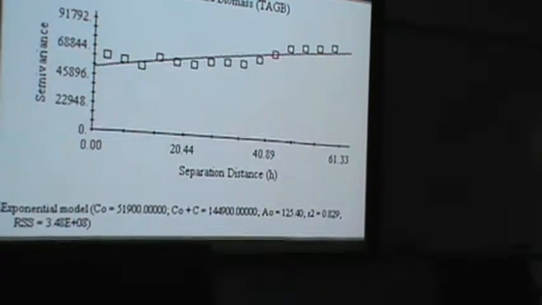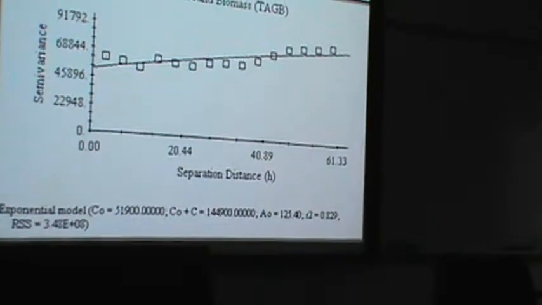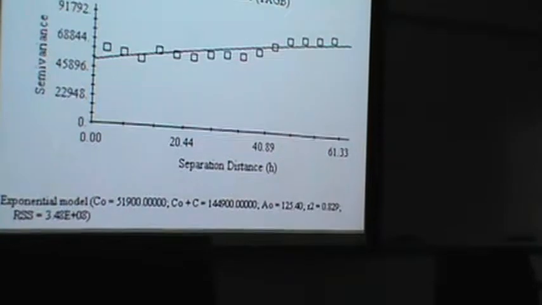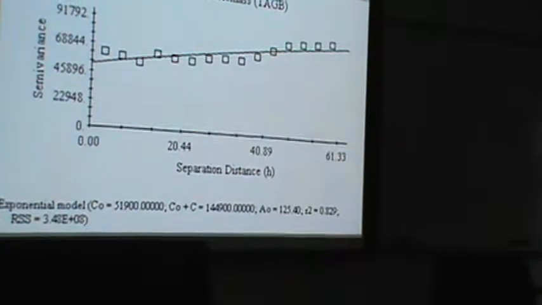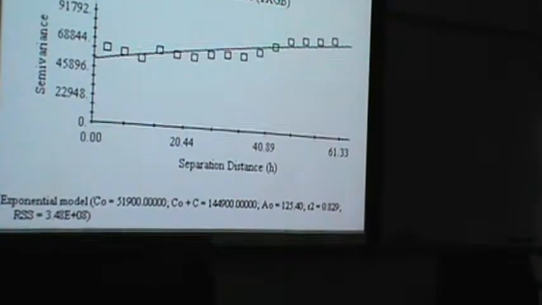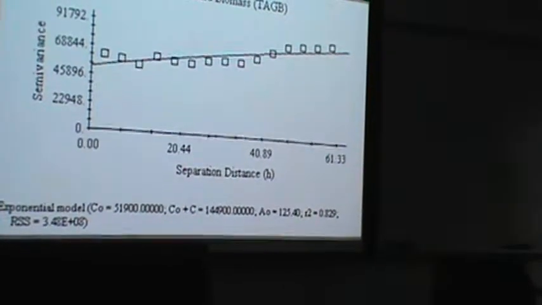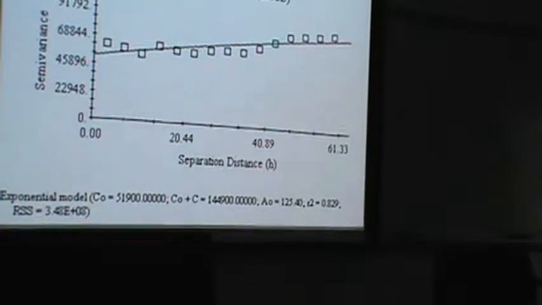For total above ground biomass, the variogram shows that the range is 125, and that's also the maximum distance, before you won't see a change.